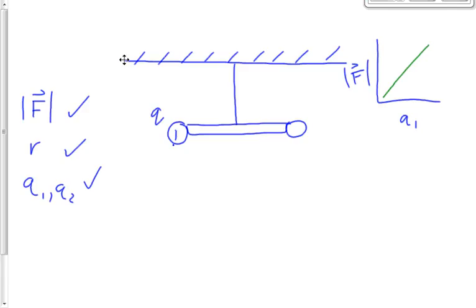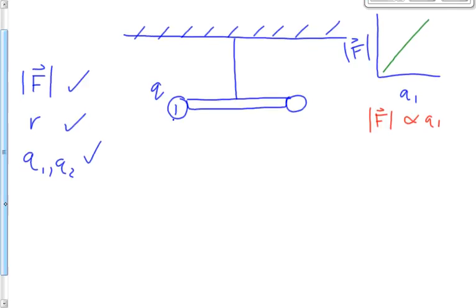Plot that graph, we get a straight line. That tells us that the force here, the magnitude of the force, is related to Q1. As Q1 goes up, F goes up. As Q1 is tripled, F is tripled. Next little experiment he does, he manipulates the value of Q2.